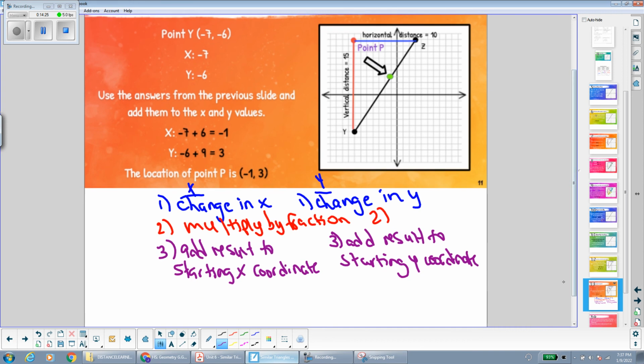It's 3 steps. The steps for the x coordinates will give you the x coordinate of the point that you're looking for, the one that divides the line segment into your given ratio. And doing these 3 steps for your y coordinates will give you the y coordinate of the point you're looking for that will divide the line segment into the ratio that you're looking for.